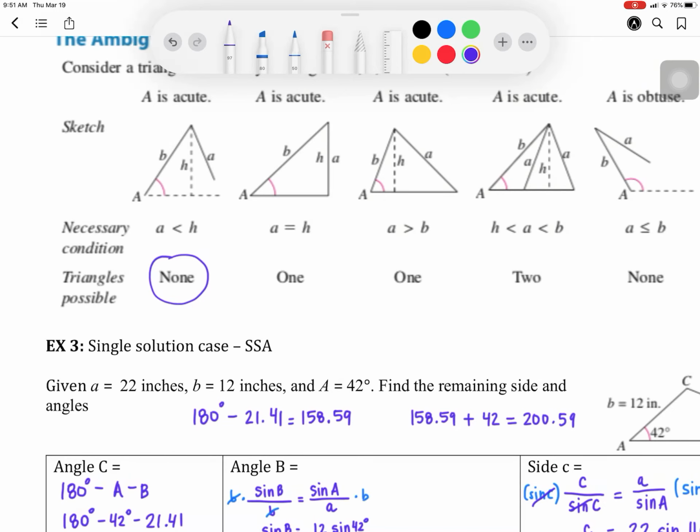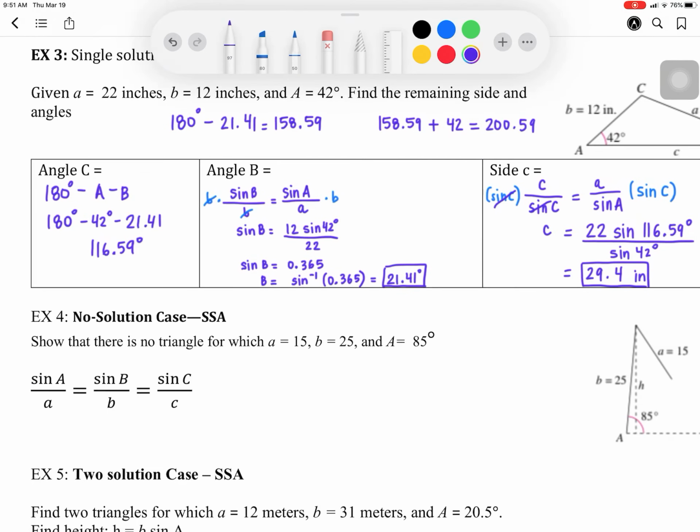But let's go ahead and find h, okay? Now remember, h was equal to b sine A, and b was equal to 25, so we have 25 sine. Angle A was 85 degrees. Make sure your calculator is in degree mode. And you guys should get about 24.90. So here we know that a is indeed less than h, because a is 15 and h is 24.90.